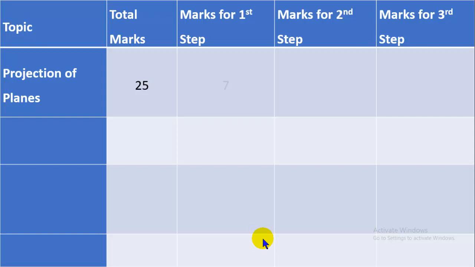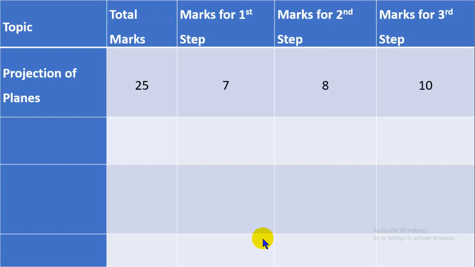In the projection of planes, if you do the first step correctly, in the system as well as in the write-up, you can get 7 marks. If you do the second step correctly, you can get 8 marks. And if you do the third step correctly, you can get 10 marks. Like this, each step will carry different marks.